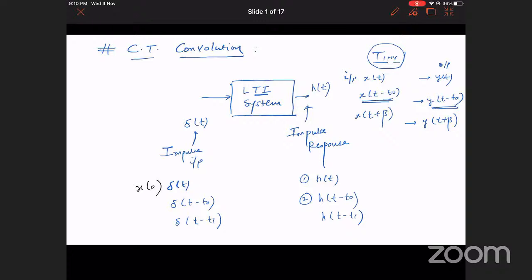Okay, great. As you can see over here, if your input gets multiplied with x of 0, then the output also gets multiplied by the same amount, because it is a linear system. And since it is a linear system, it satisfies the homogeneity property.